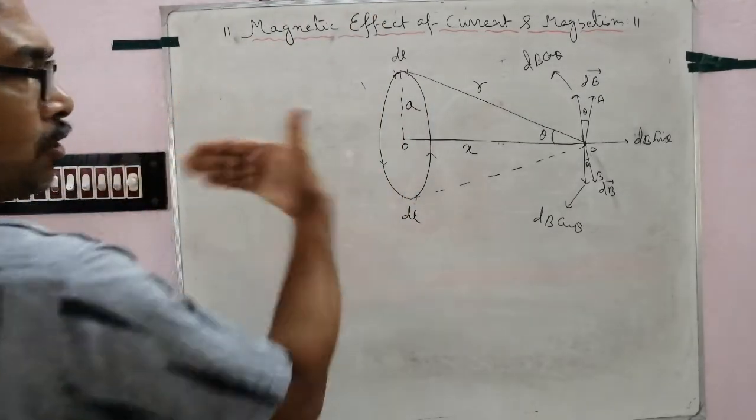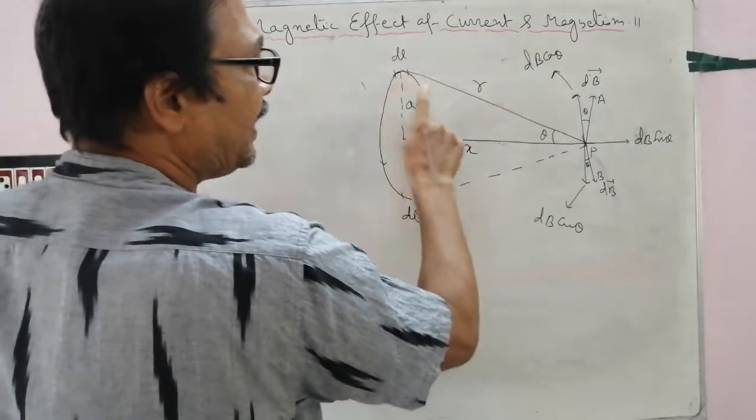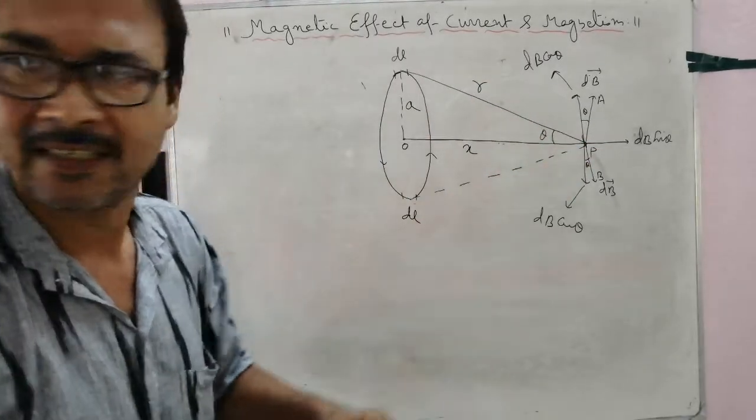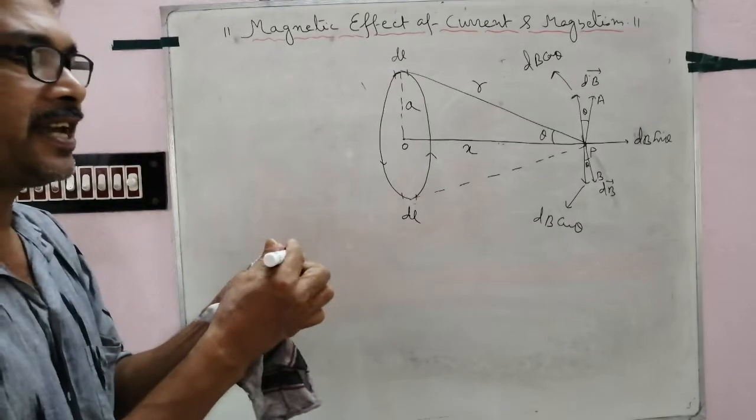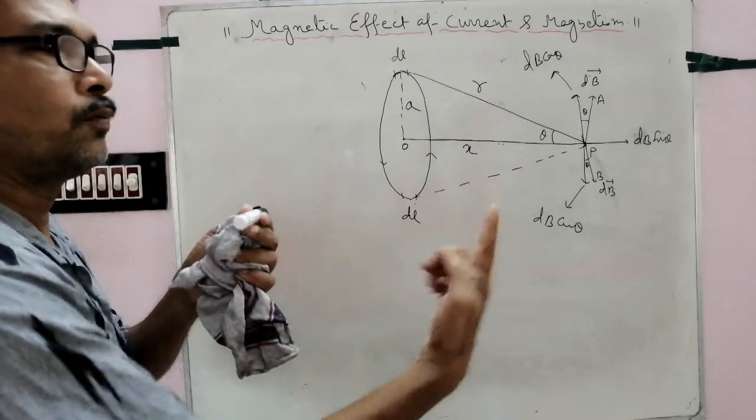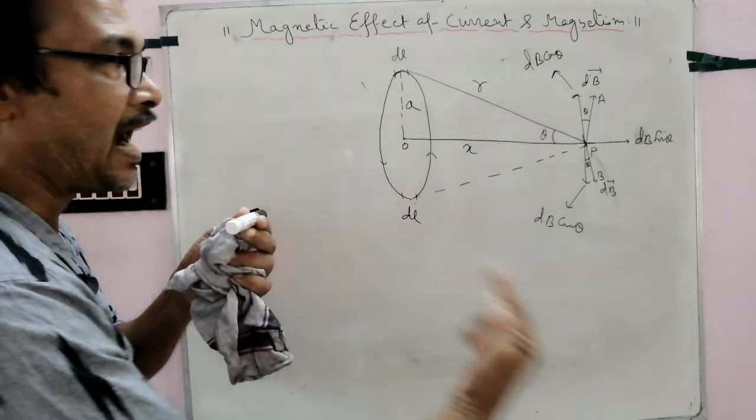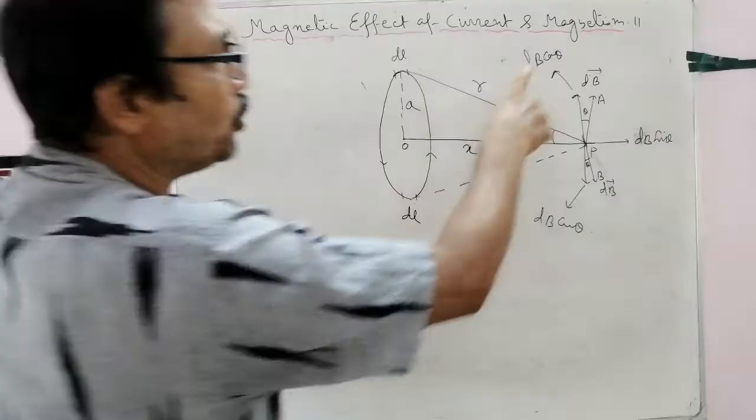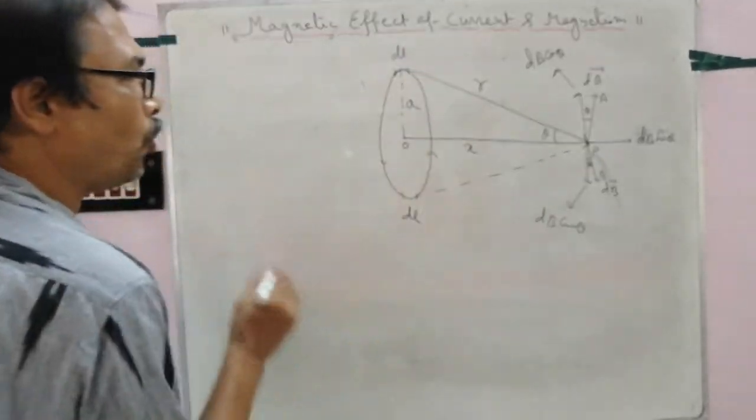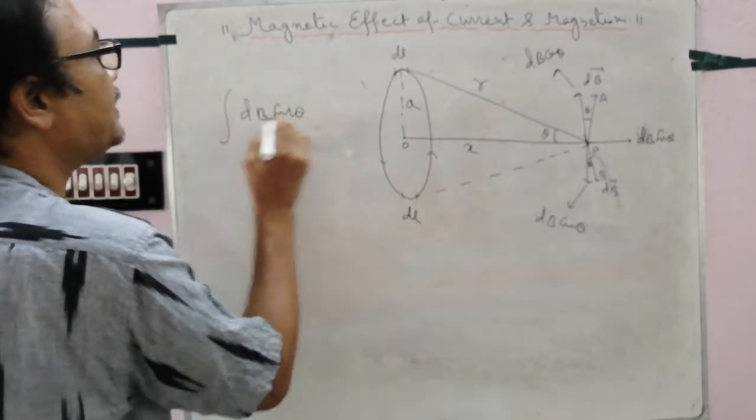Putting the right hand palm, this is the direction of current. Follow dl and r. That dB will be perpendicular to both dl and r. Clear? This is dl and this is r. So the magnetic field here is in this way, perpendicular to both r and dl. So the dB cos theta components cancel each other. So the total magnetic field at P due to the whole circular loop equals the sum of dB sine theta. Clear?